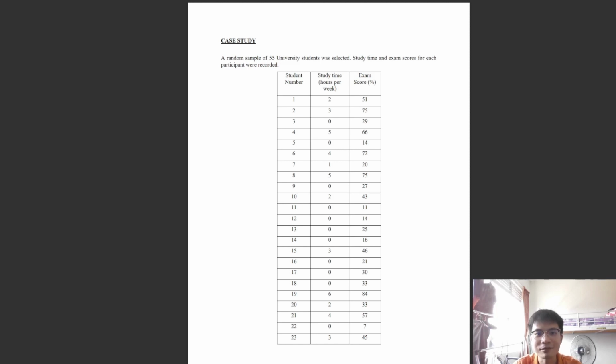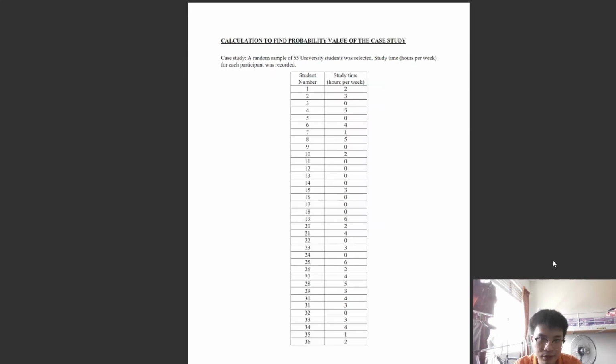Okay, I will go and choose a test study that a random sample of 55 university students was selected. The study time and exam scores for each participant were recorded. For the calculation to find the probability value, the test study is about a random sample of 55 university students that was selected, and the study time in hours per week for each participant was recorded.